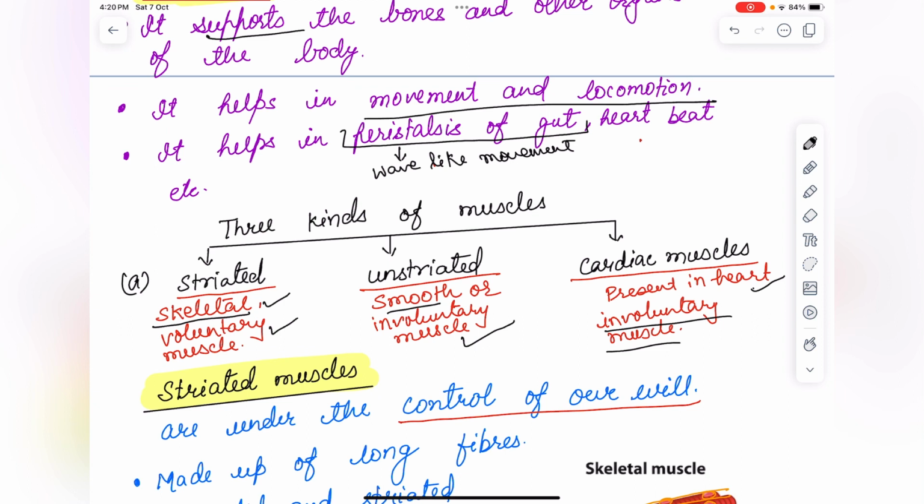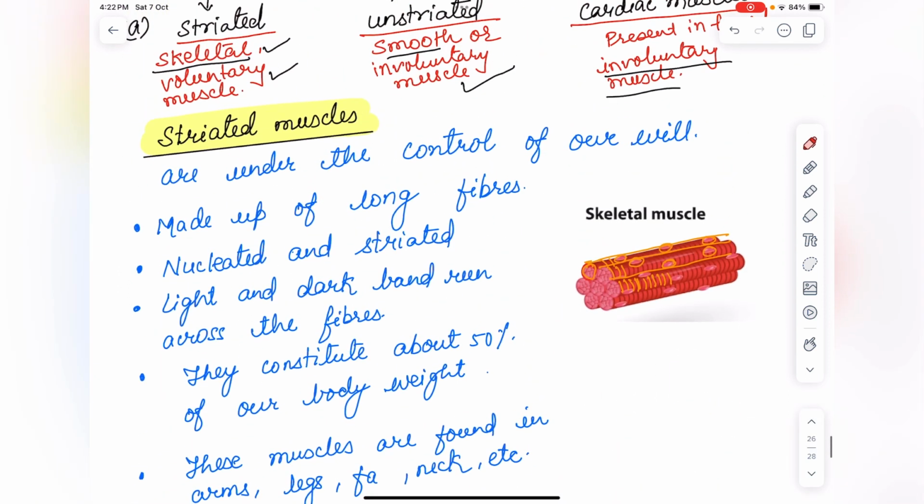So I'll start with the striated muscles. These muscles are under the control of our will. Our will means this will be in our control, ये हमारे control में रहेगा. Like we can move our hand, we can walk, we can move our neck up and down like this. We can move this part of our body, and this movement is in our control. जब हम चाहें इसे move कर सकते हैं.